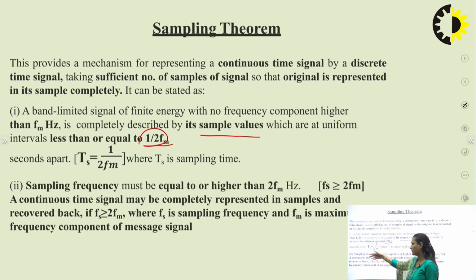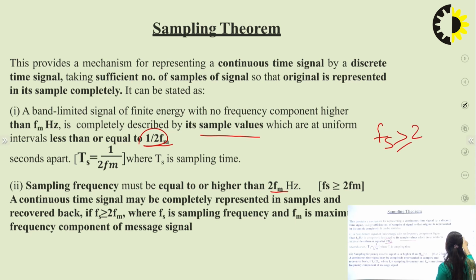Or we can say the sampling frequency must be equal to or greater than 2fm hertz, so Fs, the sampling frequency, should be greater than or equal to twice of fm. A continuous time signal may be completely represented in samples and recovered back if and only if the sampling frequency is greater than or equal to twice of fm. Otherwise, the signal cannot be recovered back. Here Fs is the sampling frequency and fm is the maximum frequency component of the message signal.